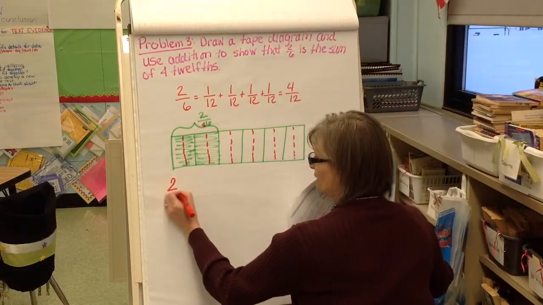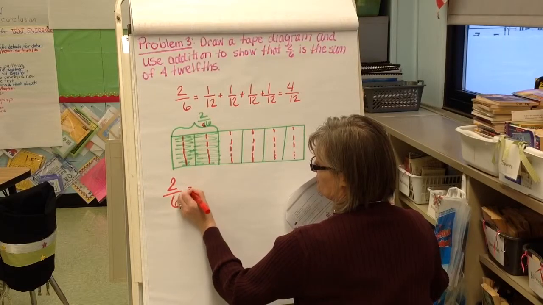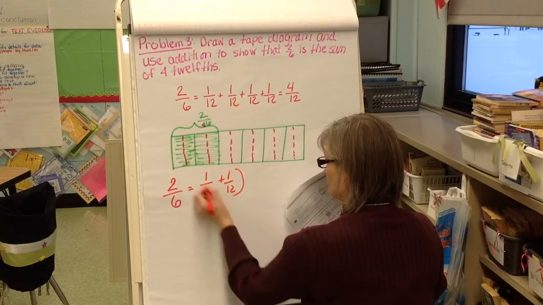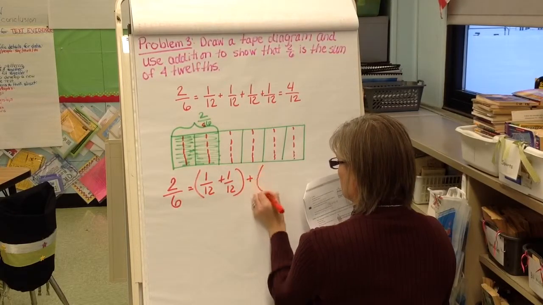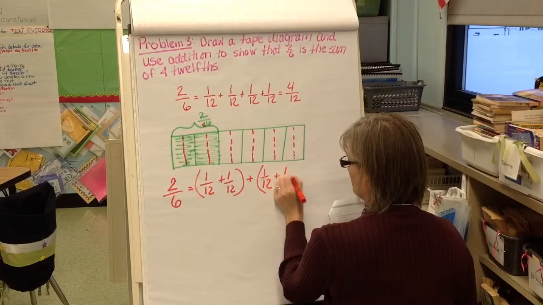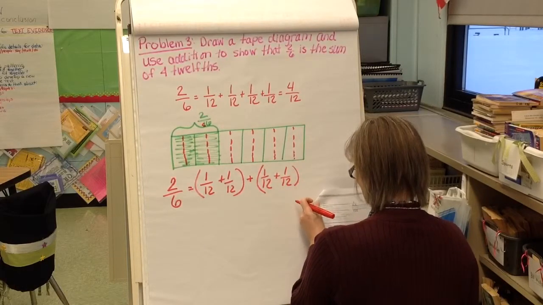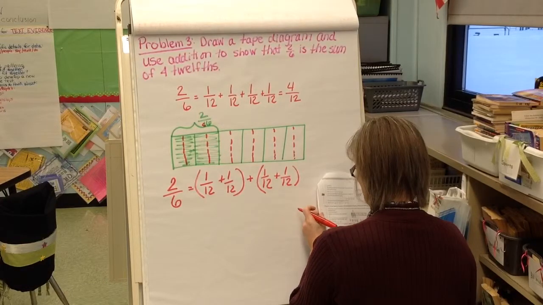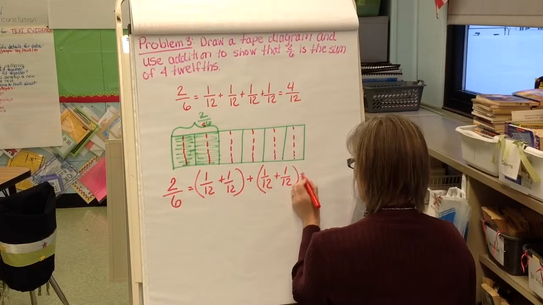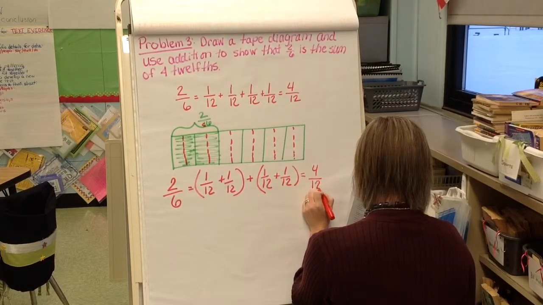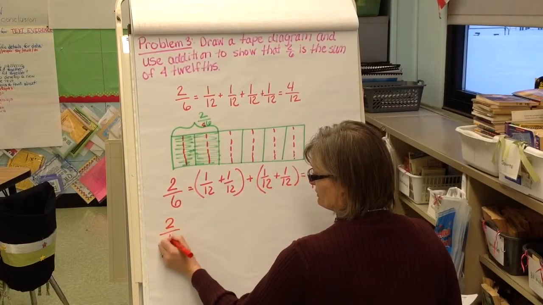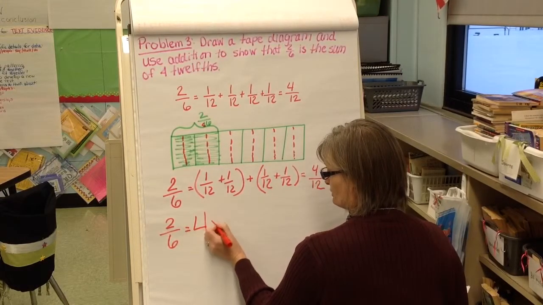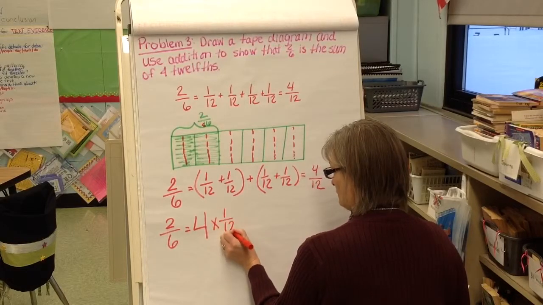So let's go down here, and I can use parentheses. I can say 1/12 plus 1/12 plus, and I can group these two together. Okay, so that equals 4/12. I can take 2/6 and write 4/12 as a whole number times a unit fraction. So that's 4 times 1/12.